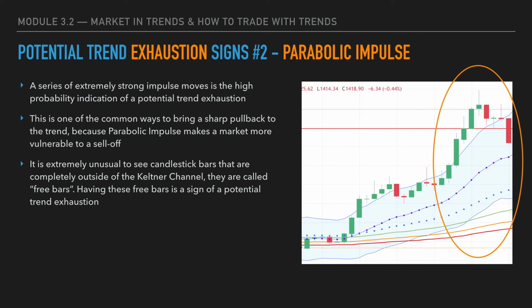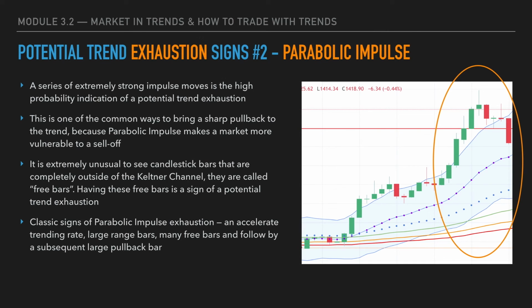If you use an indicator called the Keltner channel, then you will know that it's extremely unusual to see candlestick bars that are completely outside of the channel for a long period of time. Whenever you see a few candlestick bars outside of the channel, it's usually followed by a sharp pullback to the moving average.